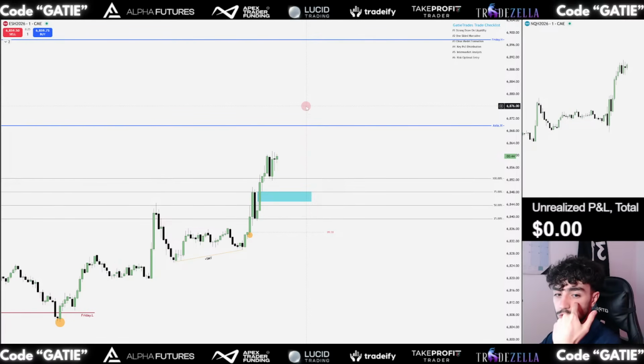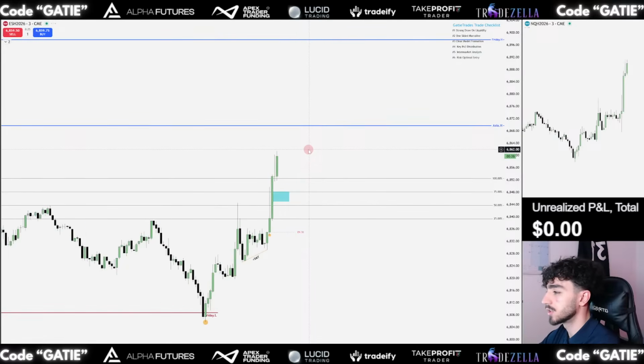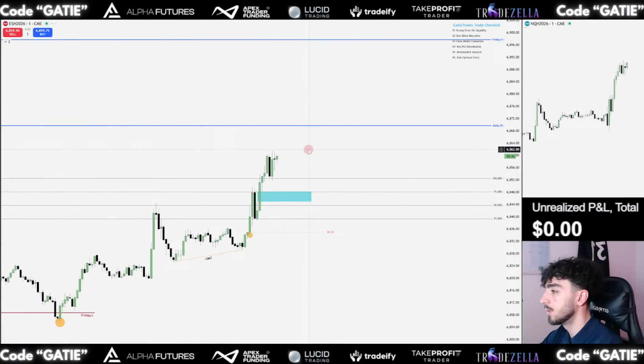I look for market structure shifts on the 1 or 5 minute. 1 minute's enough for me. Most of my work will be on the 1 minute. If the 1 minute's not clear, that's when I'll start to switch. Right? For example, there's no obvious retracement level on the 1 minute.